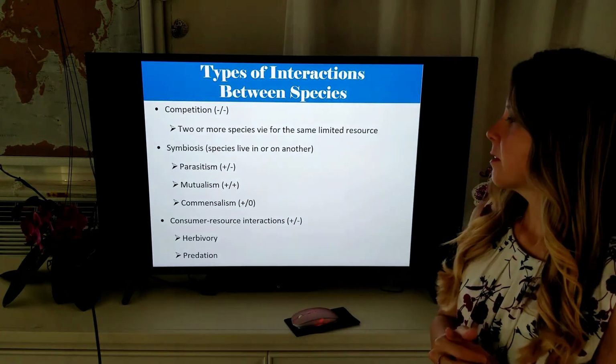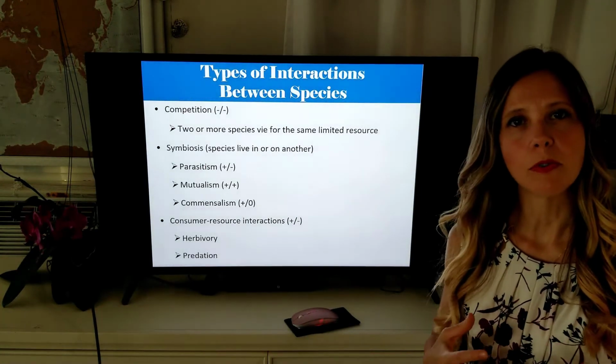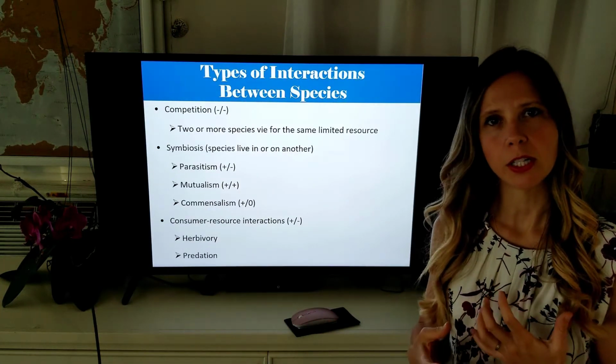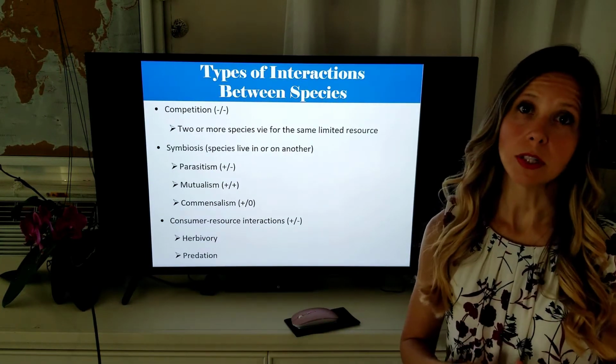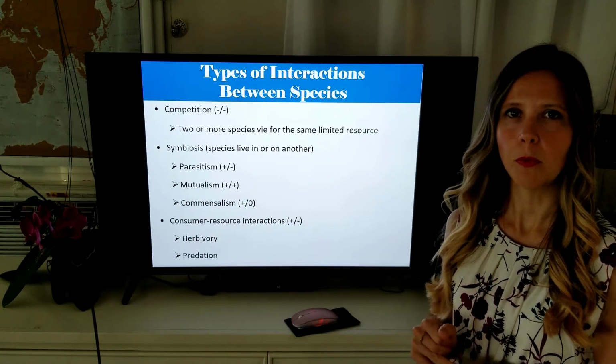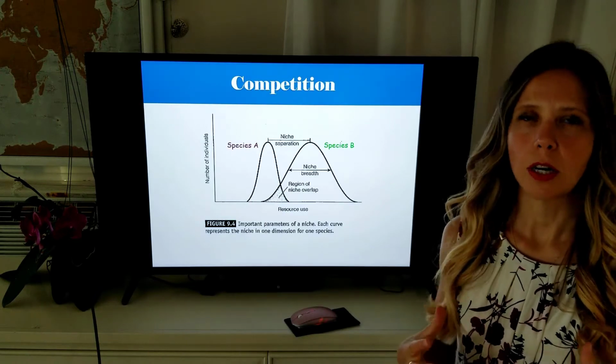Our third type of interaction we have over here is our consumer-resource interactions. So this includes things like herbivory and predation. So in this case, one individual is going to benefit from this interaction and the other is going to be harmed in some way. So let's start off talking about competition.